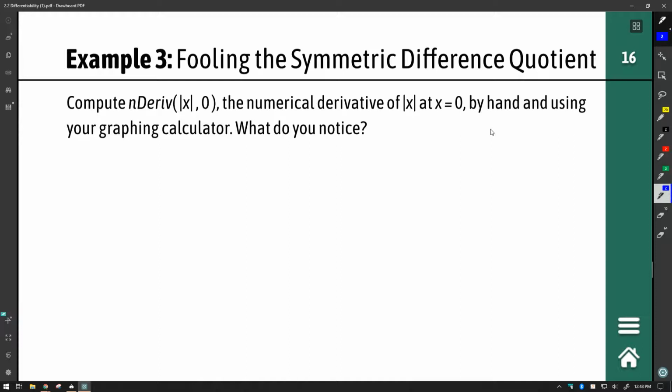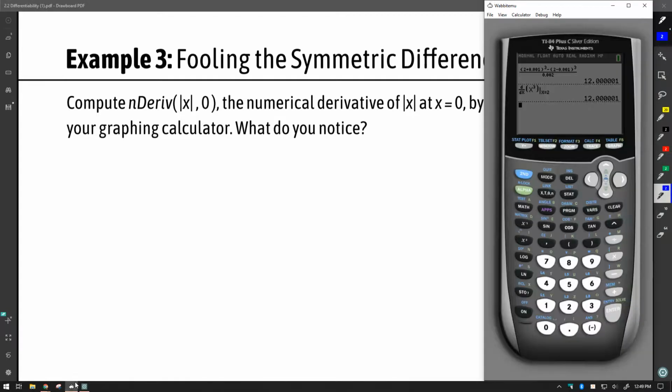What do we notice? Now, I've put this one in here for a reason. We know that the absolute value function of x is not differentiable at x equals 0. So what happens if we use nDeriv? Let's start with the calculator. We're going to hit math and go down to nDeriv, the derivative with respect to x.